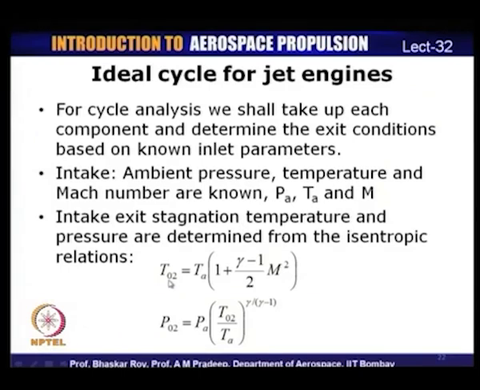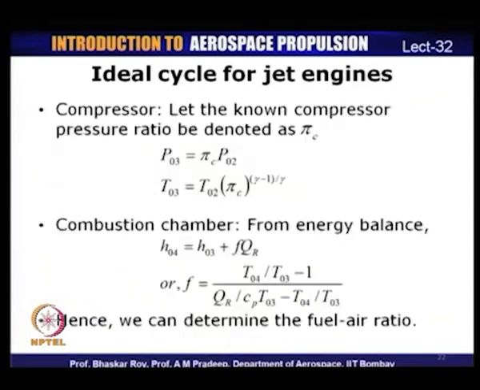So, T02, which is the exit stagnation temperature, is equal to T_A, which is the inlet static temperature, into 1 plus (gamma minus 1) by 2 M squared. Similarly, the pressure can be determined from the isentropic relation. P02 is equal to P_A into (T02 by T_A) raised to gamma by (gamma minus 1). So, from these two isentropic relations, we calculate the intake exit stagnation temperature and stagnation pressure, which will act as the compressor entry stagnation temperature and stagnation pressure.